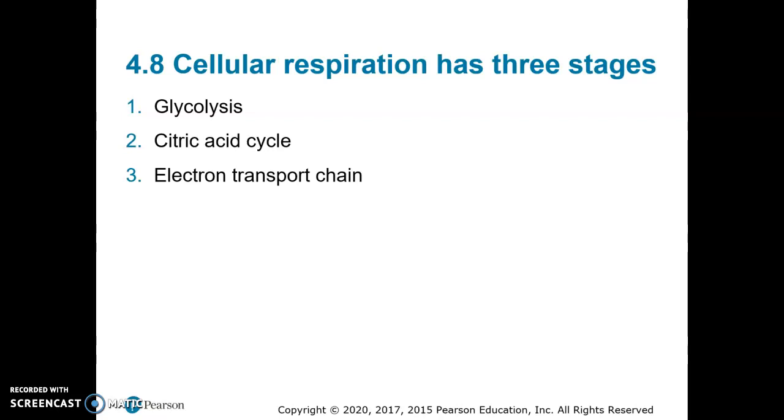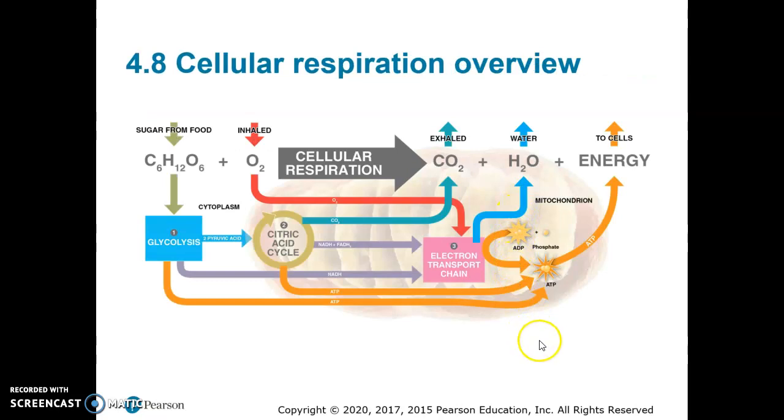So the first stage is called glycolysis. The second stage is called the citric acid cycle. And the third stage is the electron transport chain. And the whole process looks like this. Here's an overview of it. And so you can see it's pretty complicated in its nature right there. And just notice that it's taking place inside the mitochondria.